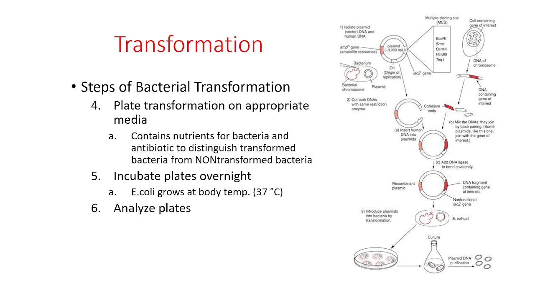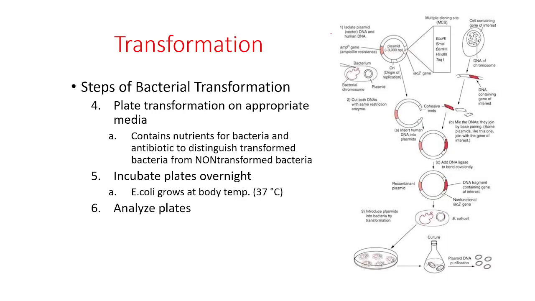Now the fourth one is your plate transformation on appropriate media, which contains your nutrients for the bacteria and also the antibiotic that will help you to distinguish between your transformed bacteria from the non-transformed bacteria. And then what you do is incubate the plates overnight. And we know that E. coli grows well in the body at 37 degrees centigrade. So we incubate at 37 degrees centigrade, say in a plate incubator, and then we analyze the plates after we have got the colonies. So this is your entire transformation chart.